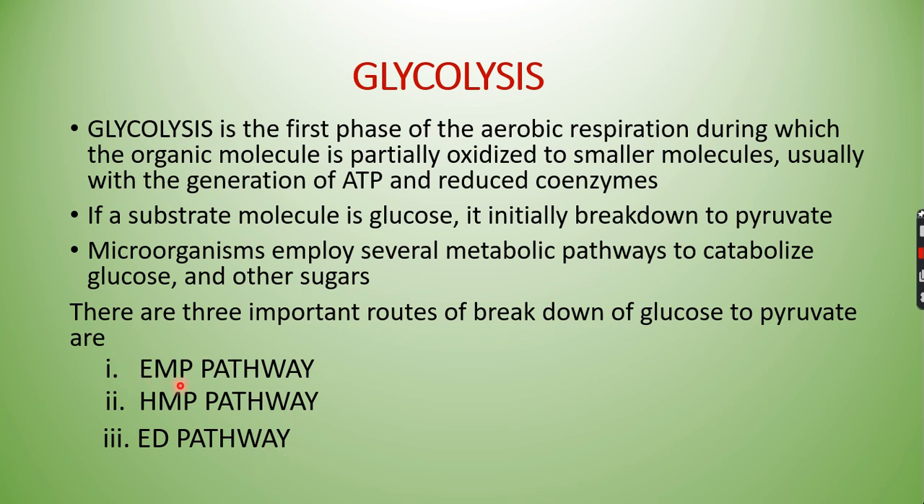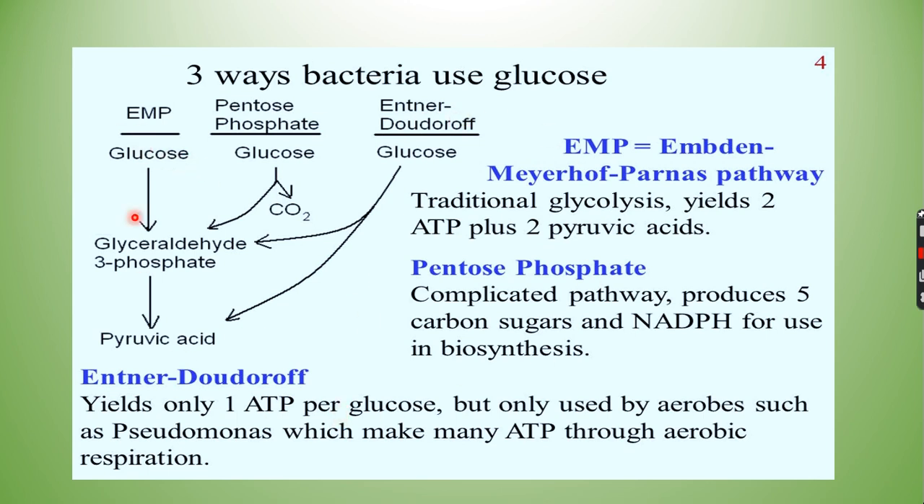EMP means Embden-Meyerhof-Parnas pathway. HMP means hexose monophosphate pathway, which is also called the pentose phosphate pathway. And the ED pathway is a special type of pathway that occurs only in microorganisms. ED means Entner-Doudoroff pathway. We will discuss all these pathways in different parts. Let's have a glance at all these pathways, and individually we will discuss them later. So here is the overall way of glucose breakdown by bacteria.